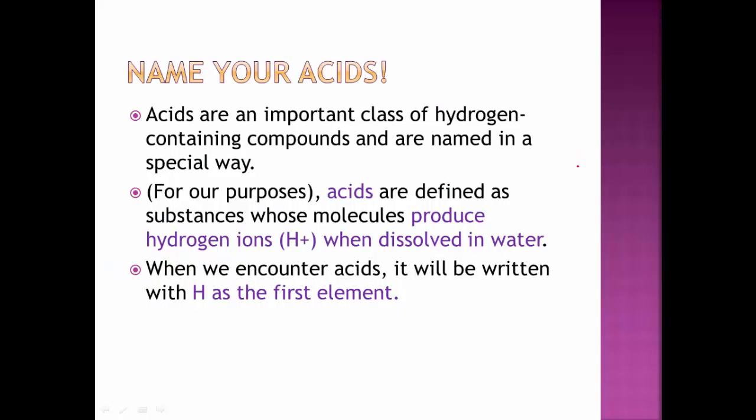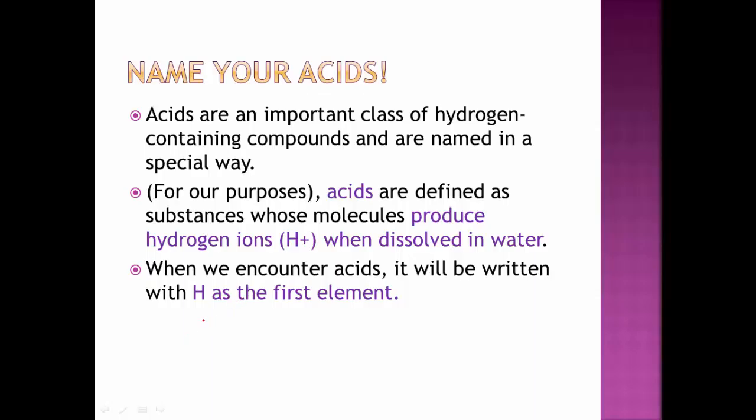Alright, today we're going to talk about our third and final category of compounds that have their own unique nomenclature system. We're going to be talking about acids. And acids are a category of hydrogen-containing compounds that are named with their own special naming system. For our purposes, we're going to think of acids as any compound or substance whose molecule produces hydrogen ions when dissolved in water. So when we see acids, the hydrogen is always going to be listed as the first element.